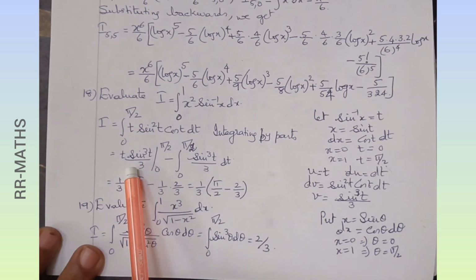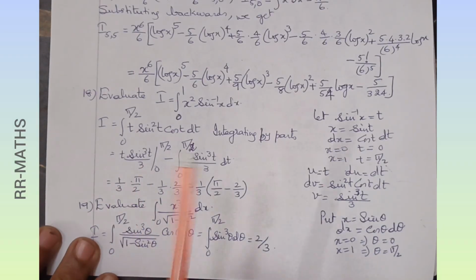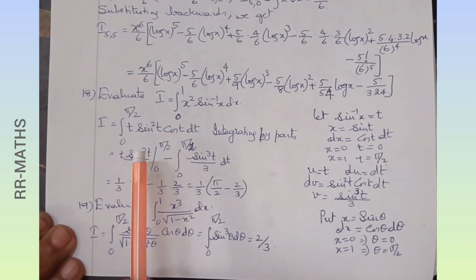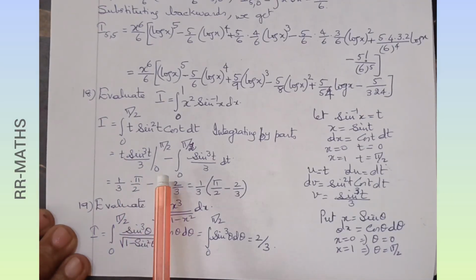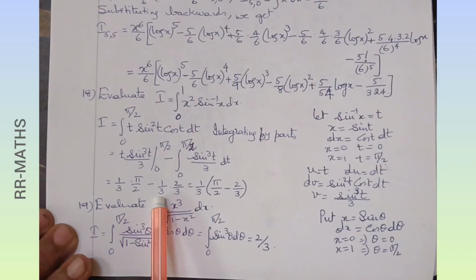So you substitute your limits here. For t, I am putting pi by 2 and sine pi by 2 is 1. So whole cube is also going to be 1. So 1 by 3 into pi by 2. Lower limit is 0. So minus 1 by 3 comes outside.